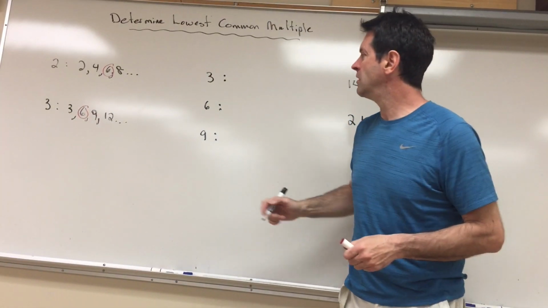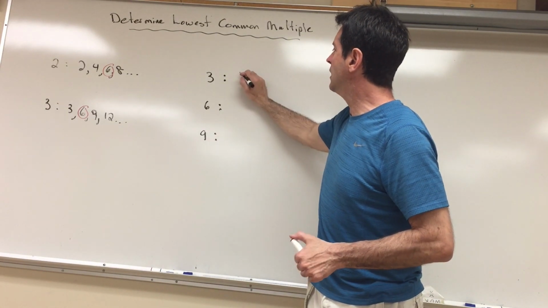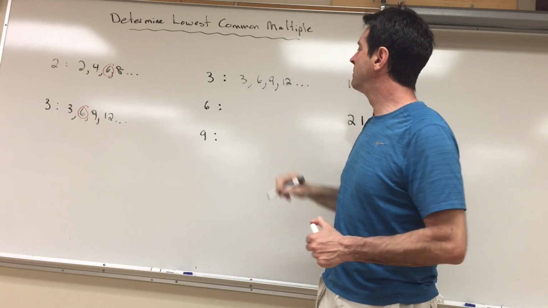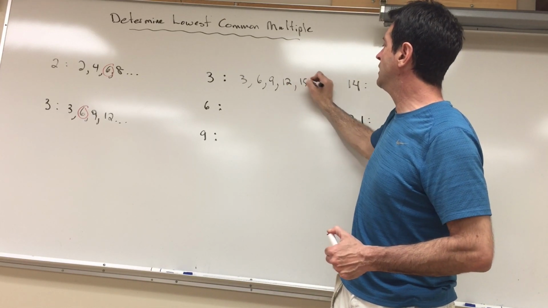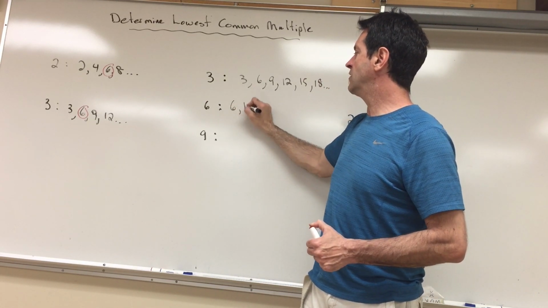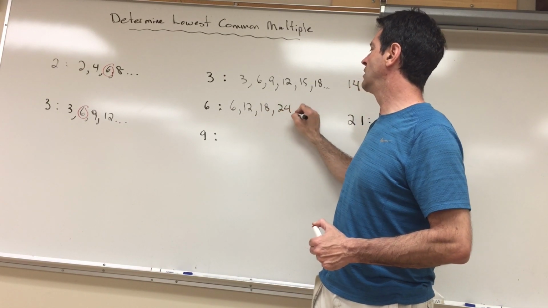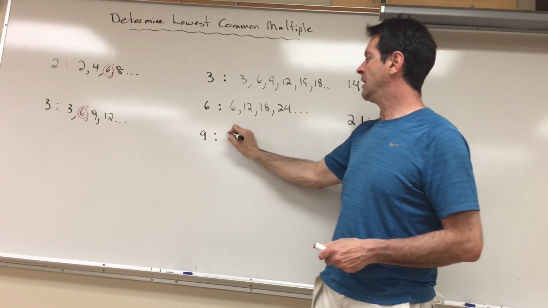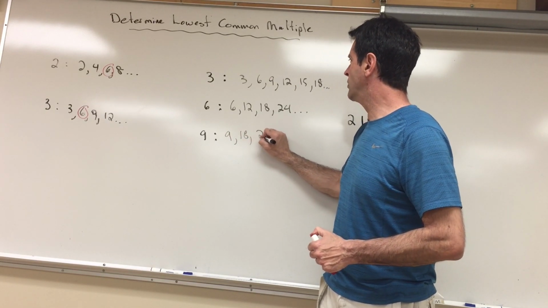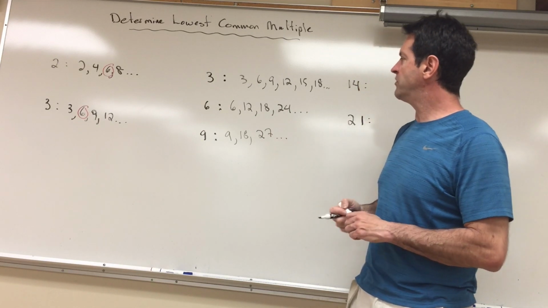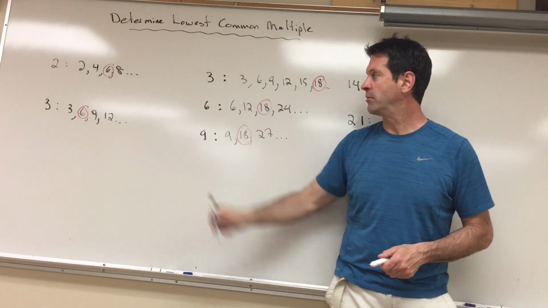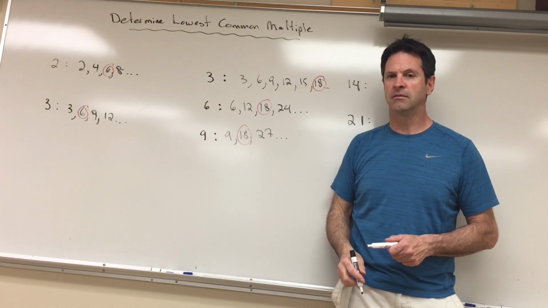So how about between 3 numbers? 3, 6, and 9. Well, 3, 6, 9, 12, 15, 18. The multiples of 6: 6, 12, 18, 24. And the multiples of 9: 9, 18, 27. The lowest number that all 3 divide evenly into is 18. So the lowest common multiple between 3, 6, and 9 is 18.